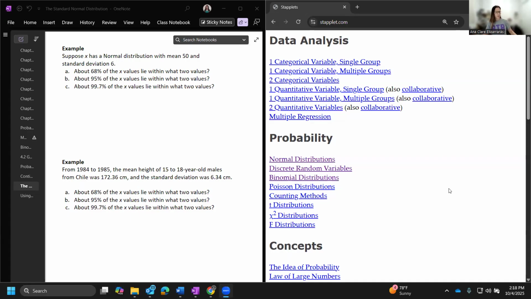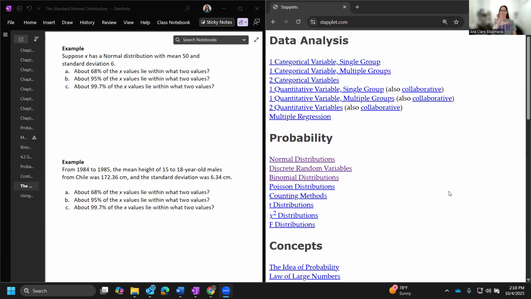We are going to be focusing on statistics today, specifically calculating normal probabilities using technology. We're going to be using our typical 1, 2, and 3 standard deviation values of 68%, 95%, and 99.7%. That comes from the empirical rule, but we are actually going to use Stapplet rather than a Texas Instruments calculator or Excel to calculate these values for the empirical rule.